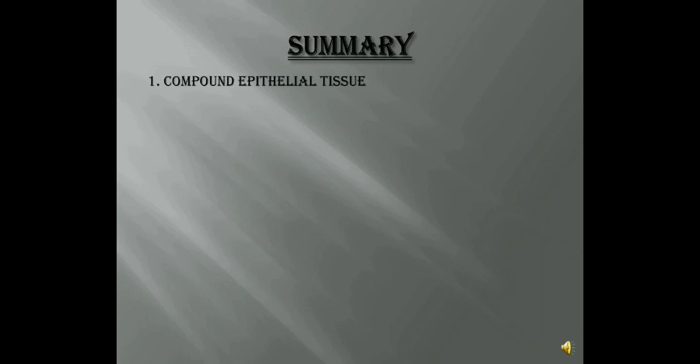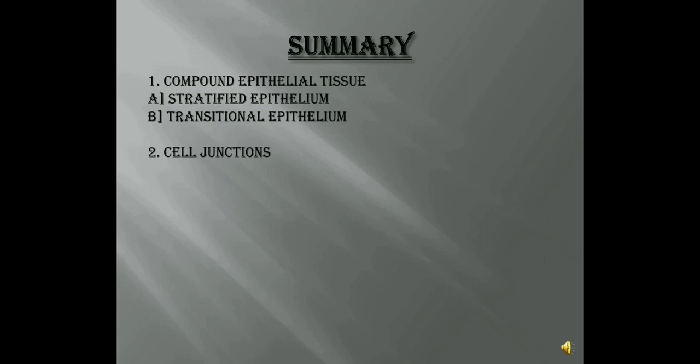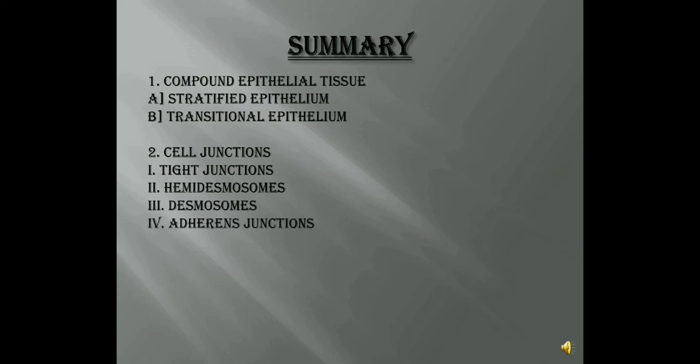Let's start with a quick summary of what we studied today. We started today with compound epithelial tissue. In that, we studied about stratified epithelium and transitional epithelium. Then we started with cell junctions. In that, we studied about tight junctions, hemidesmosomes, desmosomes, adherens junctions, and gap junctions.